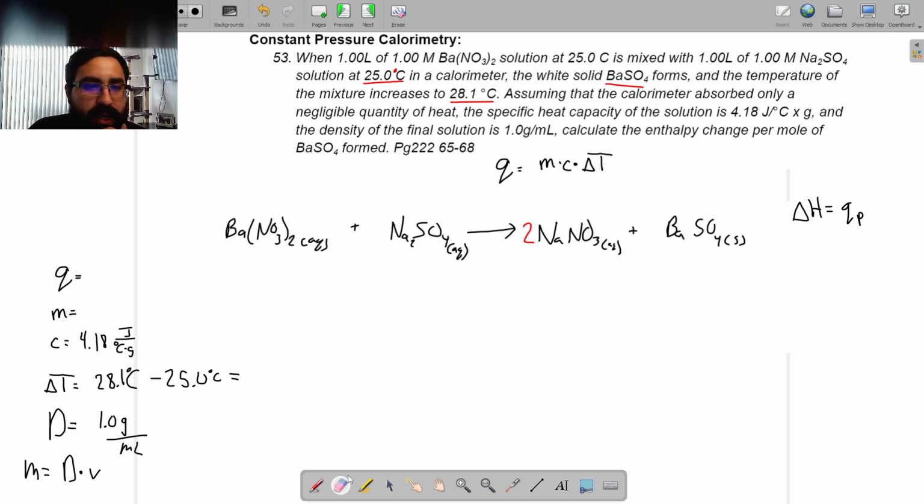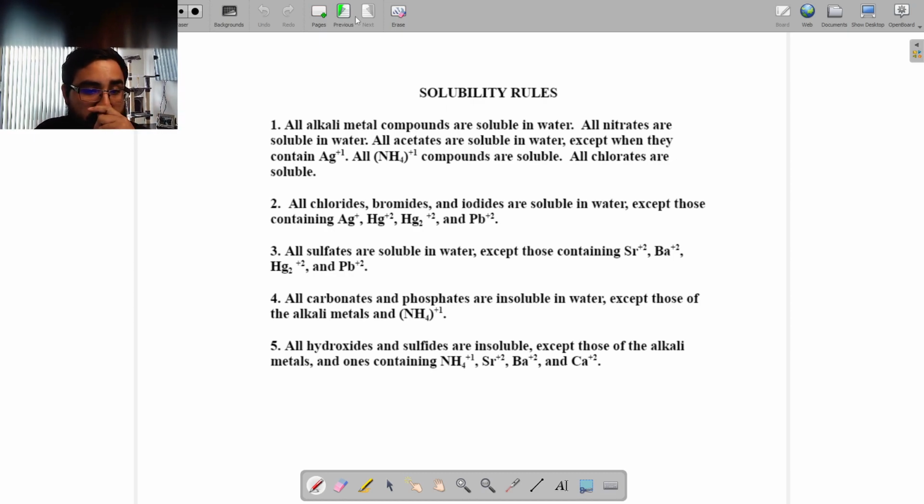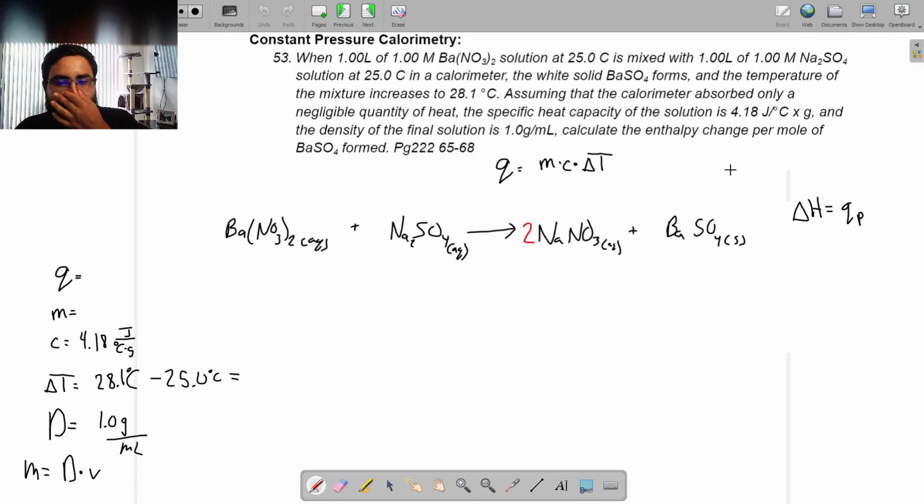So it says barium nitrate reacted with sodium sulfate. So we wrote that. They're both aqueous. How do we know that? Well, NO3 is always aqueous and Na is always aqueous. So on the products, Na was aqueous. But barium sulfate, how did we know that was a solid? They told us it's a solid, but in case you forgot, there are your solubility rules. Sulfates are soluble in water except with Ba. So barium sulfate is a solid.